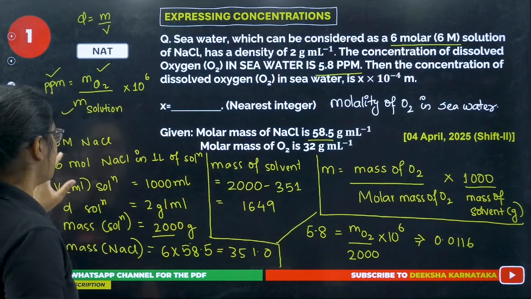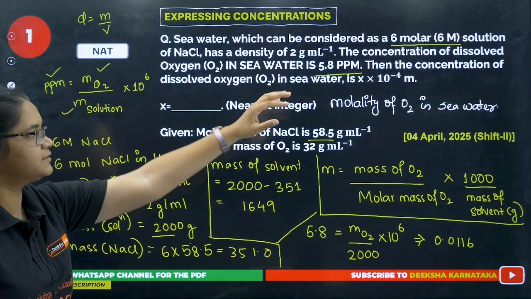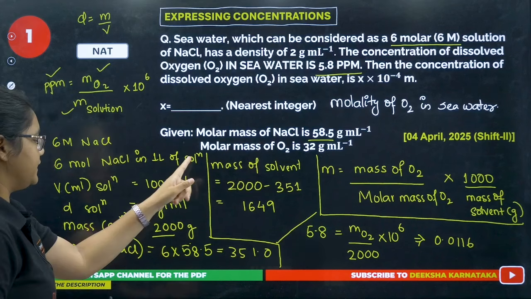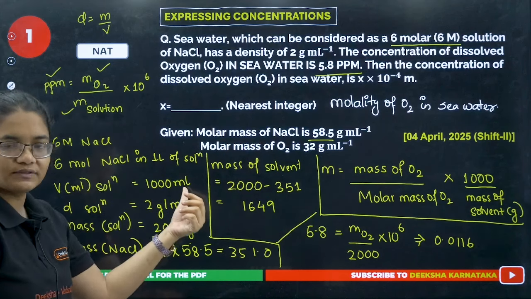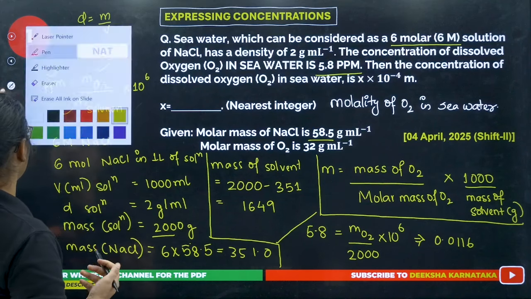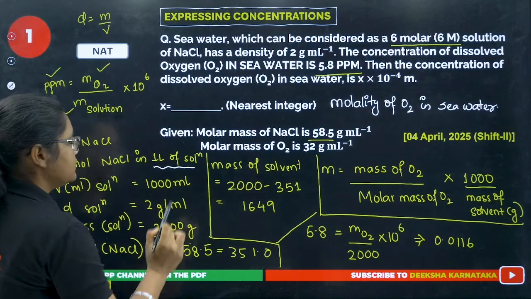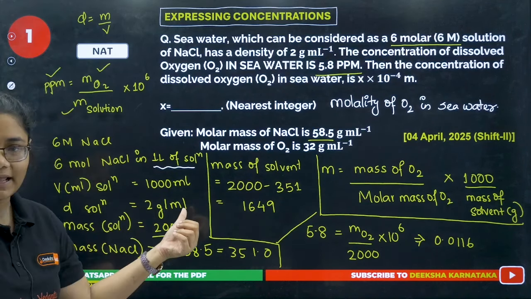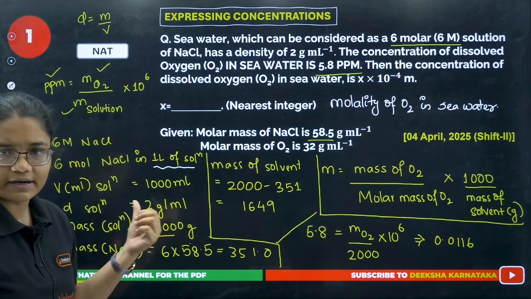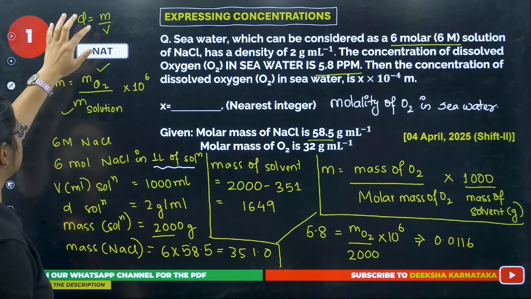What I have done here: since it is a 6 molar solution, that means volume of the solution is 1 liter, or 1000 ml. Why? Because molarity is there. Molarity means 6 moles in 1 liter, and 1 liter means 1000 ml. Volume of the solution I got. Density of the solution is 2 gram per ml. Okay, then what is the mass of the solution?